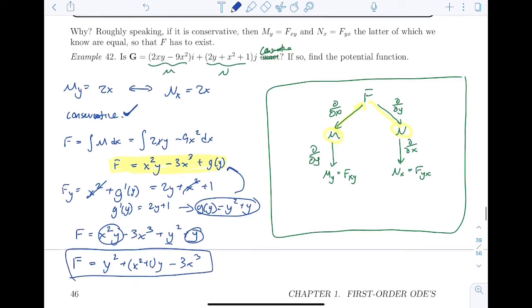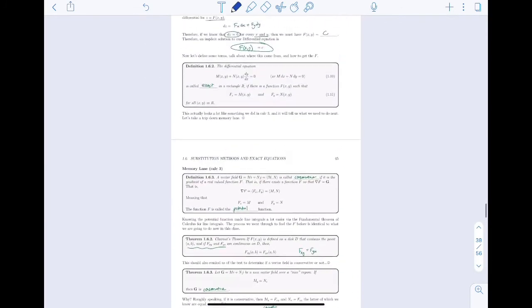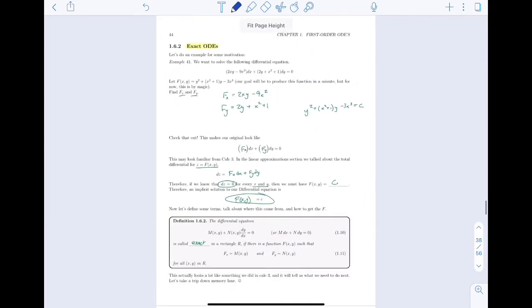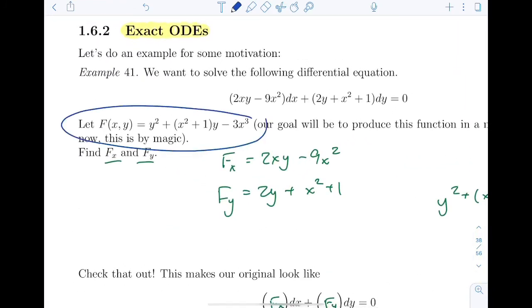Okay, and now you see, look at that thing right there. Where did that come from? Let me spin back a couple pages, or just one page. That was this function right here. All right.